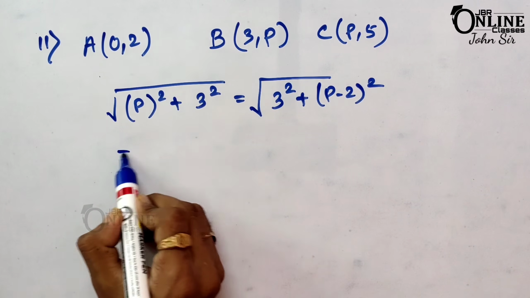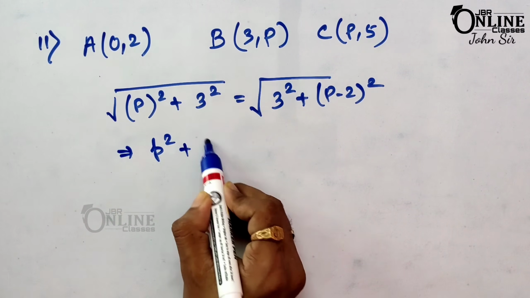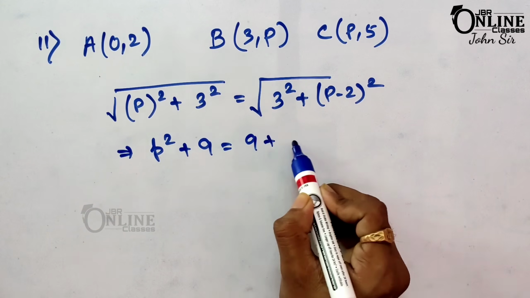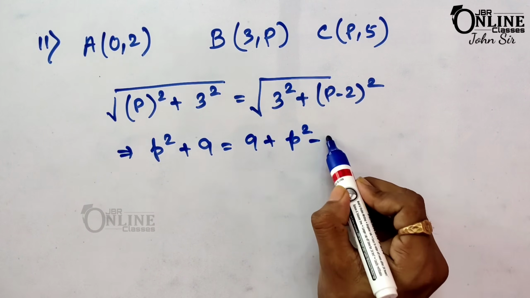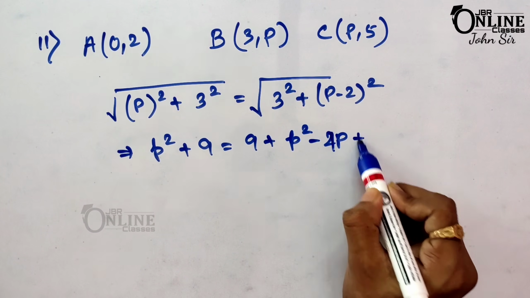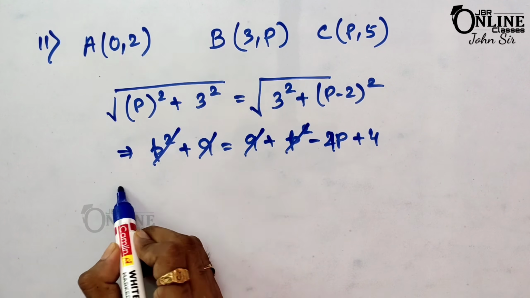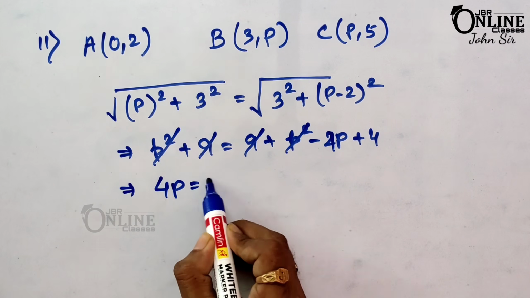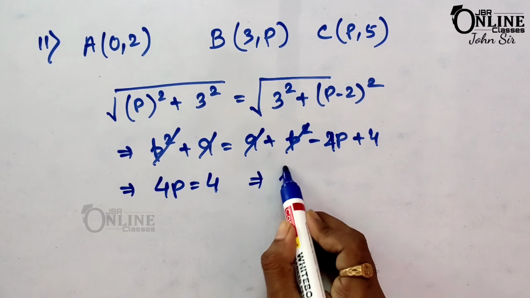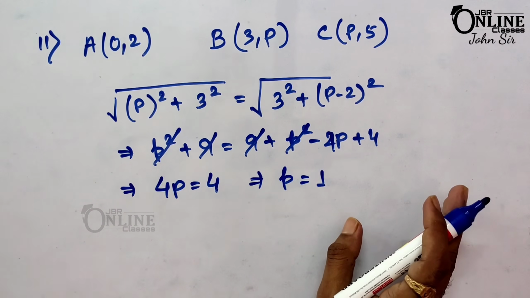Now squaring both sides, you will get here P square plus 9, here also 9 plus P square minus 4P plus 4. So 9 cancels out, P square cancels out. So from that 4P equals 4, and here P equal to 1 is your answer.